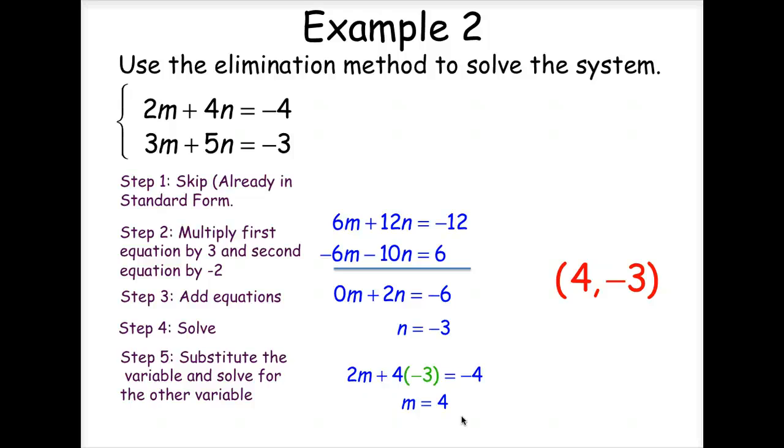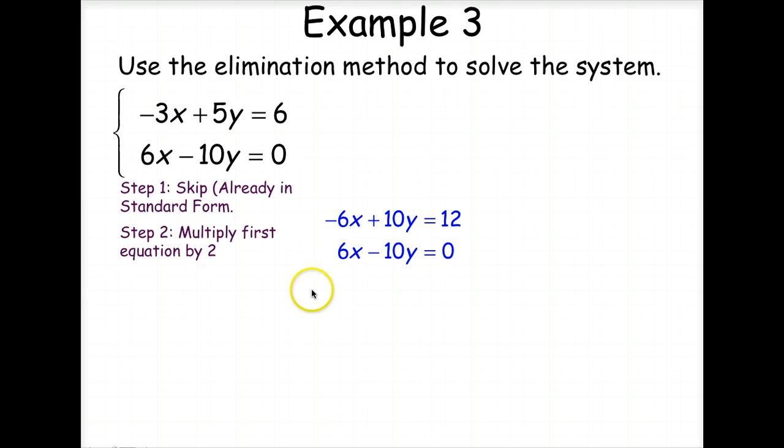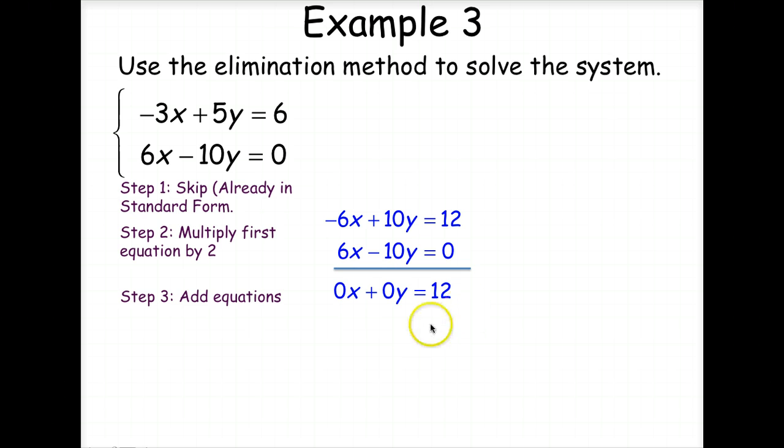Let's try another one. First of all, is this one in standard form? Do we need to multiply by anything? We do, but this one's easier. We just multiply this first one by 2, and we end up with additive inverses. So we can eliminate the x. Look at that, we eliminate the y.